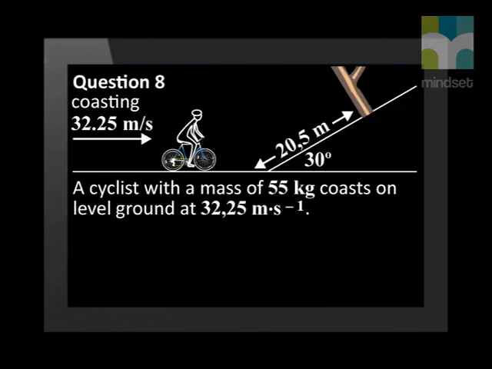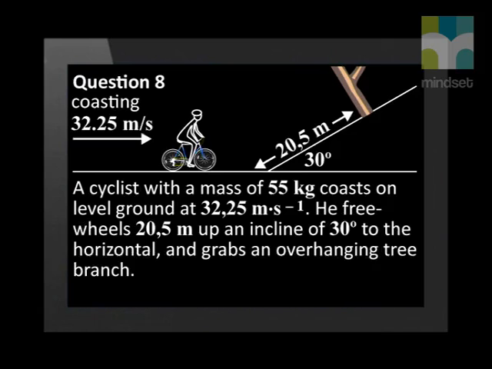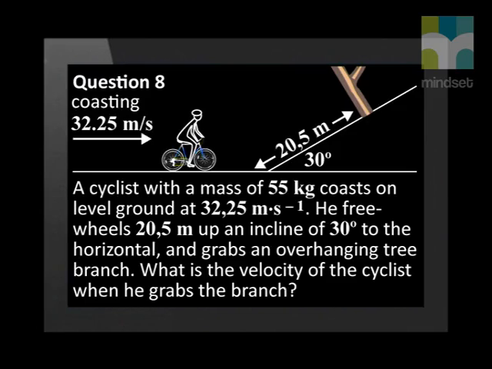A cyclist with a mass of 55 kilograms coasts on level ground at 32.25 meters per second. He freewheels 20.5 meters up an incline of 30 degrees to the horizontal and grabs an overhanging tree branch. What is the velocity of the cyclist when he grabs the branch?